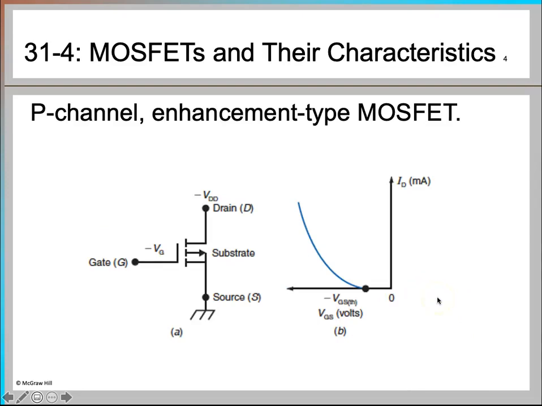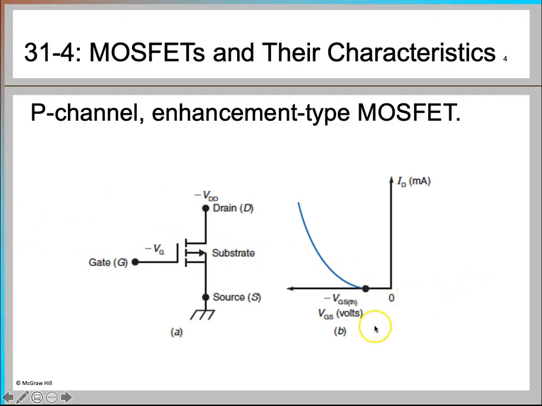Now let's see the P-channel enhancement type MOSFET. This is the P-channel enhancement type MOSFET here, and the arrow direction has been shown here, pointing outward, away from the P-channel. If you notice, in this particular type, you have a negative gate and the drain voltage is also negative. So the gate and the drain voltage in this case are both negative, and these are the required polarities for biasing the P-channel enhancement type MOSFET.